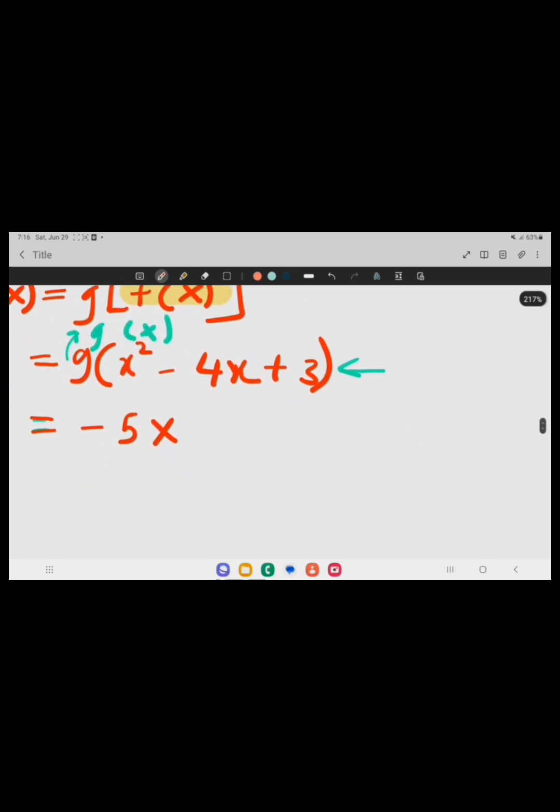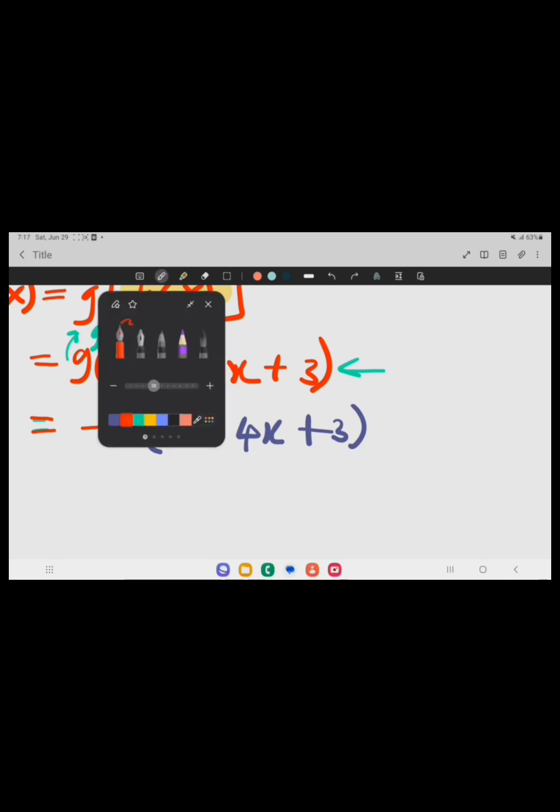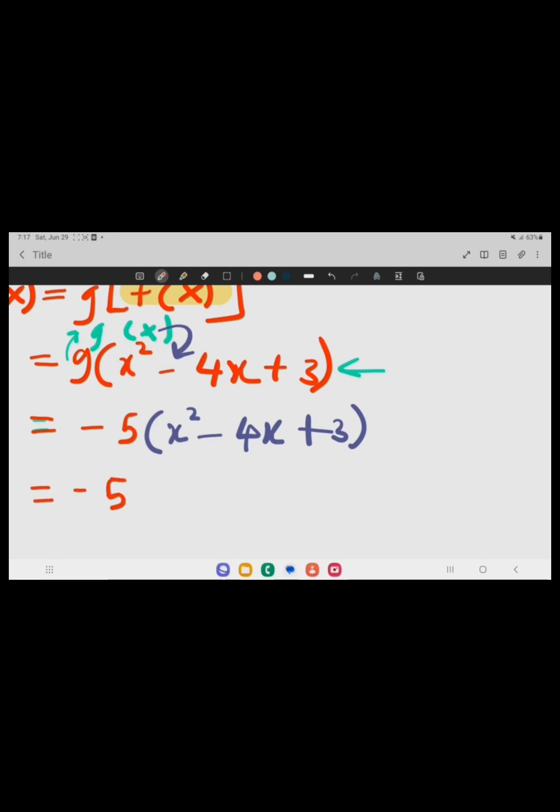But is it correct? No. Why? Because this is representing your g(x). Now we don't want to find g(x). It is already given in the question. What you want to find is gf(x), right? So how to do it? Just replace. Just erase the x and replace it with x squared minus 4x plus 3. Why? Because in the equation itself, the x is replaced with x squared minus 4x plus 3, so that's why we also replace the x with this thing. So the rest is mathematics. Expand them.